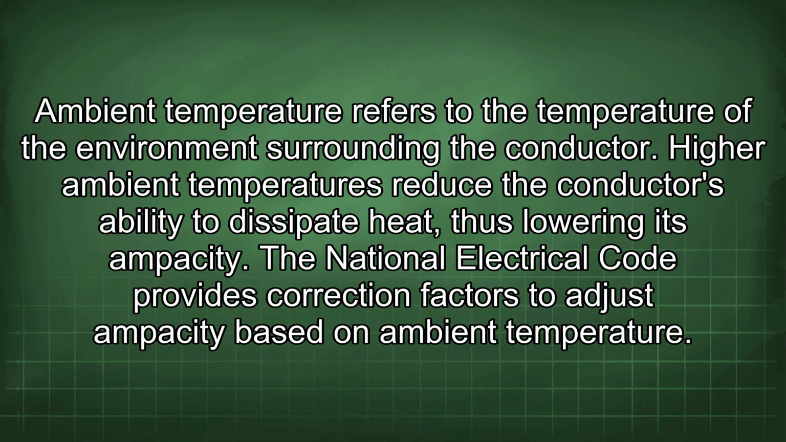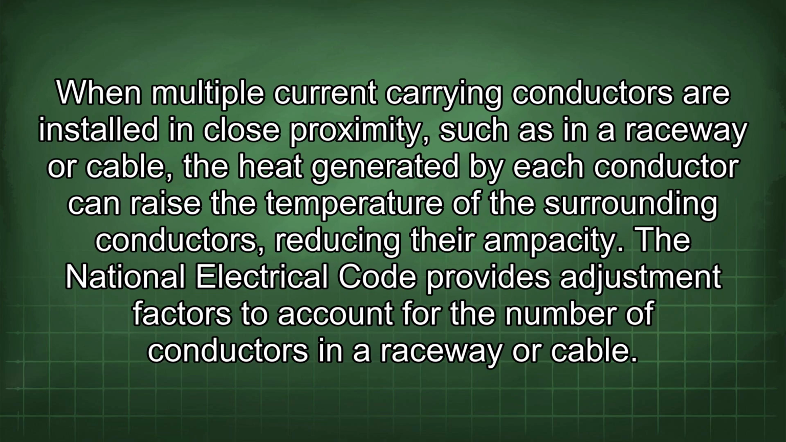Ambient temperature refers to the temperature of the environment surrounding the conductor. Higher ambient temperatures reduce the conductor's ability to dissipate heat, thus lowering its ampacity. The National Electrical Code provides correction factors to adjust ampacity based on ambient temperature. When multiple current-carrying conductors are installed in close proximity, such as in a raceway or cable, the heat generated by each conductor can raise the temperature of the surrounding conductors, reducing their ampacity. The National Electrical Code provides adjustment factors to account for the number of conductors in a raceway or cable.